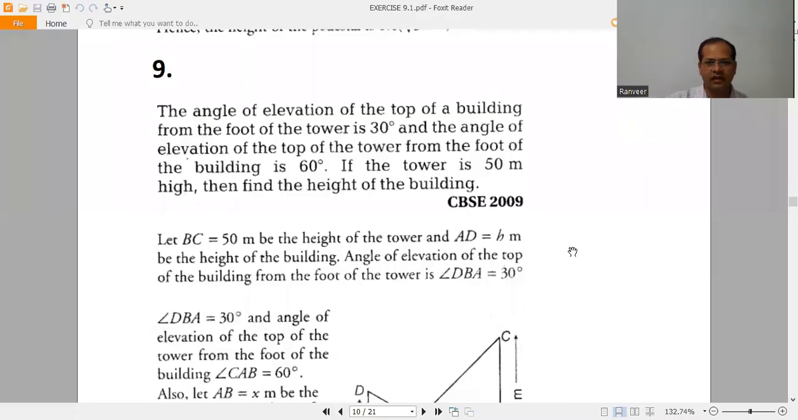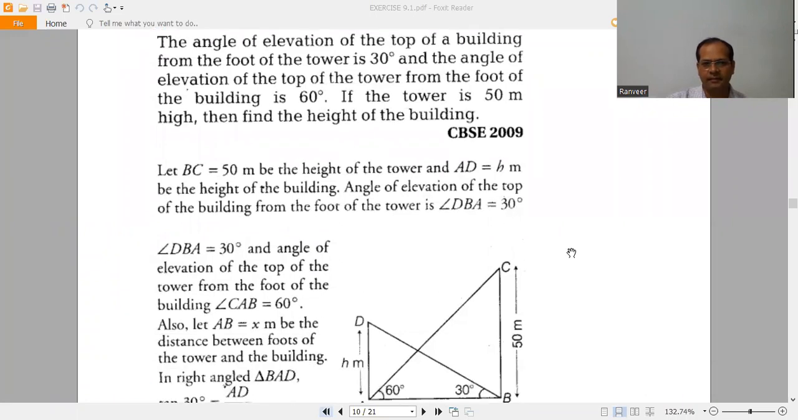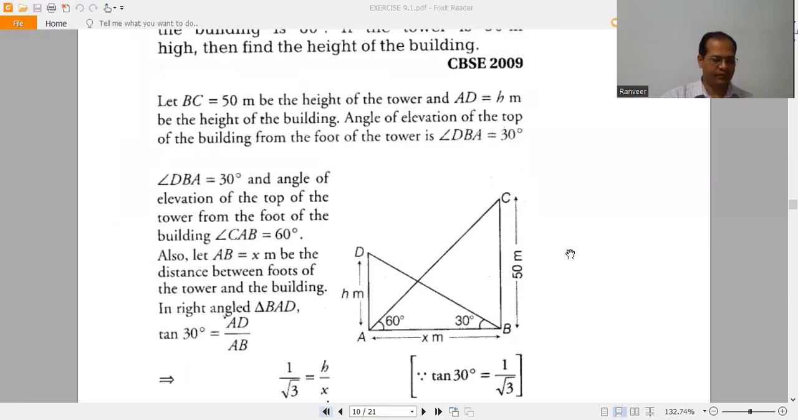Question number 9. The angle of elevation of the top of a building from the foot of a tower is 30 degrees, and the angle of elevation of the top of the tower from the foot of the building is 60 degrees. If the tower is 50 meters high, then find the height of the building. This we have to find out.